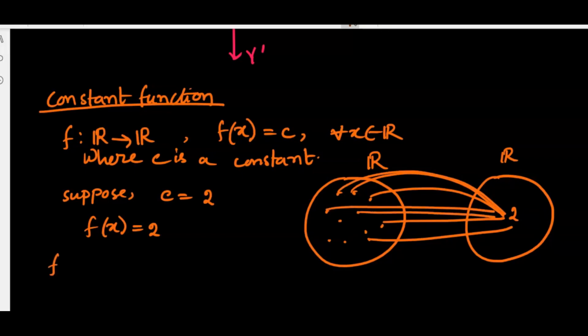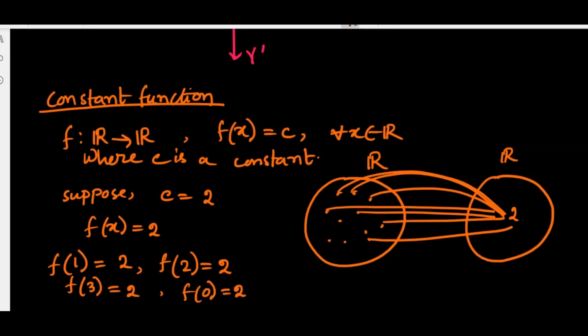So what is f of 1? f of 1 will be 2. What is f of 2? That will be 2. What is f of 3? That will be 2 also. f of 0 will also be 2. If I say f of -1, that will also be 2. f of 1.5 is also equal to 2. So whatever value you take from the domain, every value will go to 2. So this function is called a constant function.